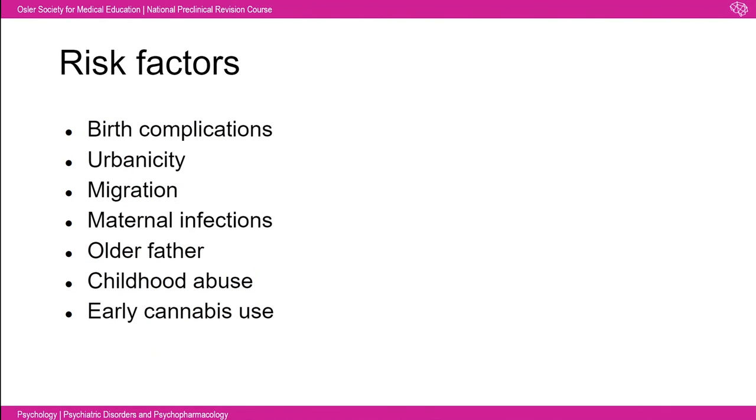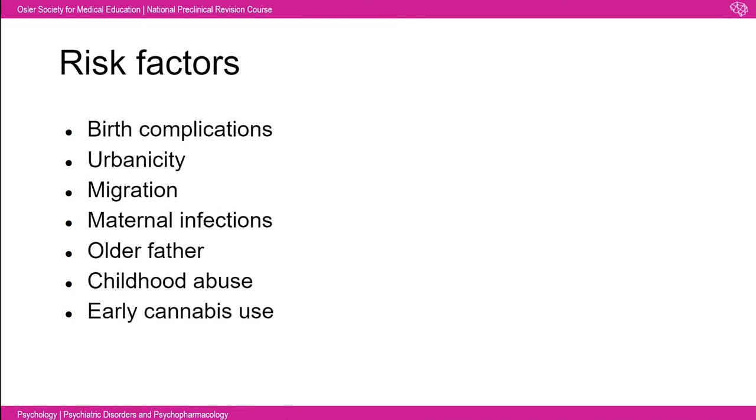Risk factors for schizophrenia are birth complications, urbanicity, migration, maternal infection during pregnancy, having an older father, childhood abuse, and early cannabis use. But lots of these risk factors are associated with schizophrenia, and it's unclear whether, if you are schizophrenic, you're more likely to live in a city, or whether living in the city has caused your schizophrenia. But interestingly, the larger the city you live in, the more likely you are to be schizophrenic.